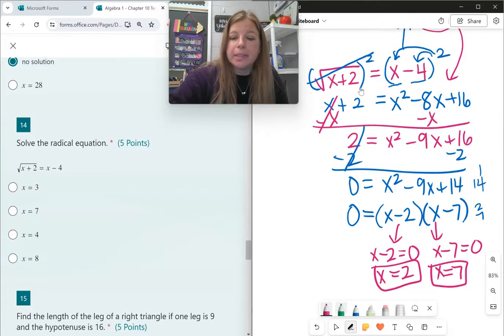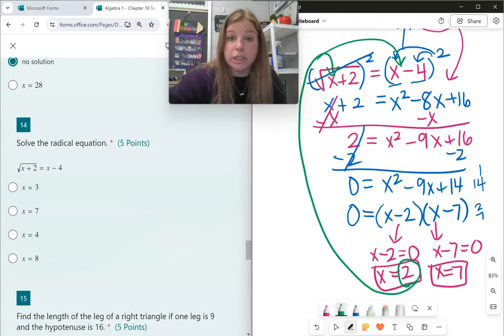So here's what happens. I go and I plug in my 2. Ready? If I plug in a 2 for x into both of these spots, the original problem, what's 2 plus 2? 4. What's the square root of 4? 2. Okay, well, what happens when I plug in a 2 over on the right? What's 2 minus 4? It's negative 2. Does 2 equal negative 2? No, and so 2 actually doesn't work.